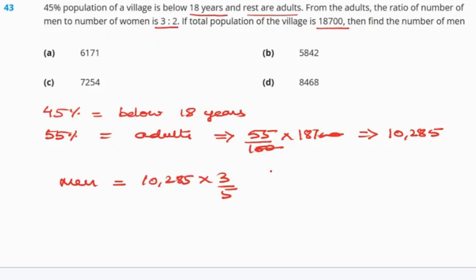10,285. We are going to divide it by 5. We will be getting 2057, and when we multiply it by 3, we will be getting 6,171, which is option number B.